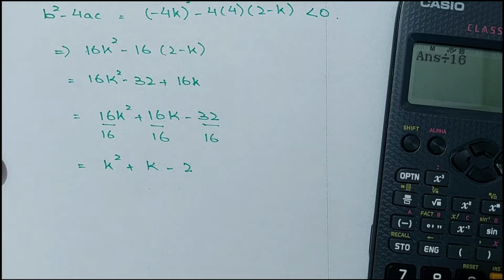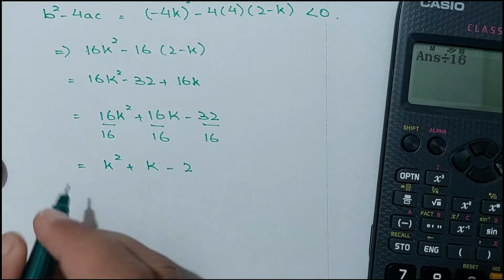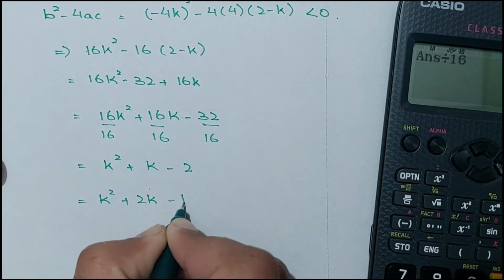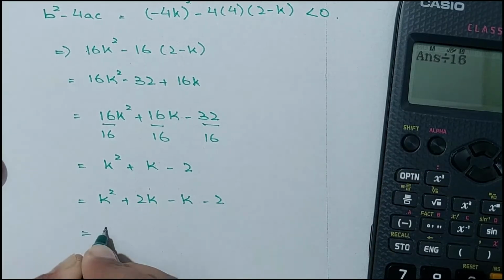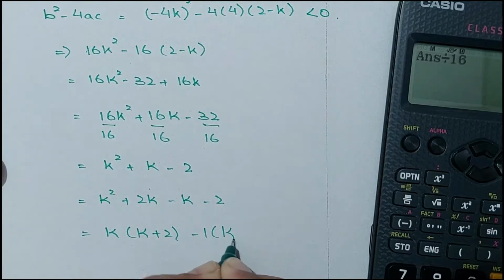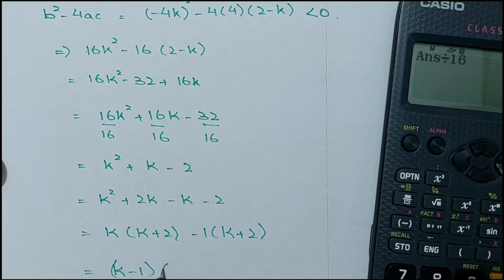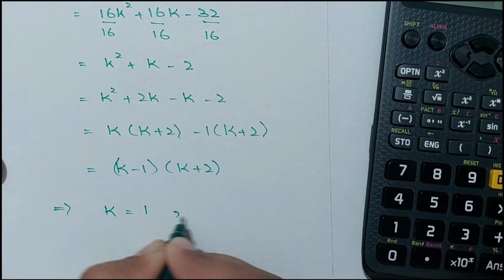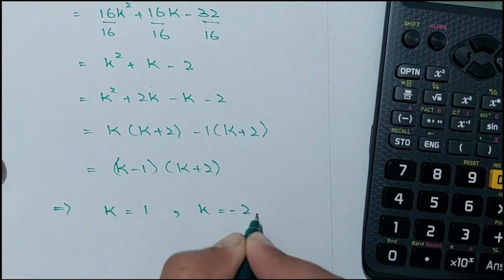So let me simplify. 1 times 2 is 2, and bring the middle term as 2 minus 1. So k squared plus 2k minus k minus 2. k is common, we are left with k plus 2, minus 1 is common, k plus 2. Factors are k minus 1 and k plus 2. So from here the k value is 1 and the k value is negative 2.